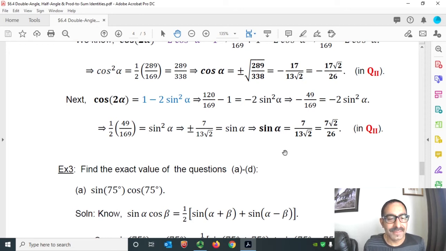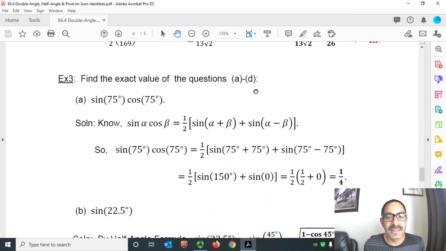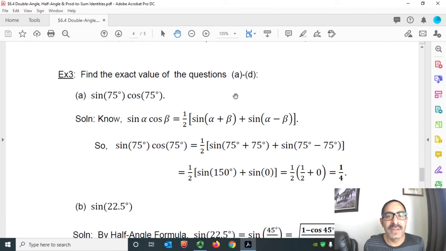Now let's move on. Example 3. Find the exact value of the expressions A through D. First, part A: sine of angle 75 degrees times cosine of angle 75 degrees. Keep in mind, on our earlier trigonometric function values chart, we only know the values of 60 degrees and then we jump to 90 degrees. Now we are finding the value of sine and cosine at 75 degrees. So let's begin the solutions.